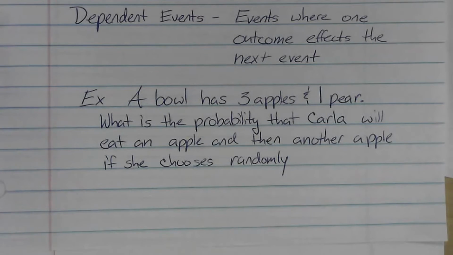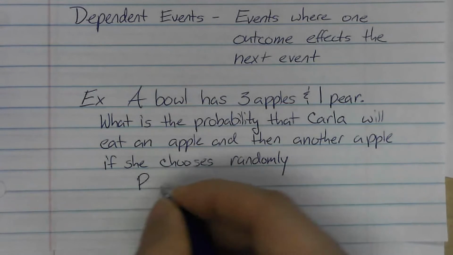Next, let's take a look at dependent events. Dependent events are events where one outcome affects the next event. It affects the probability. The easiest way to show you this is with an example. Let's say that we have a bowl of fruit. It's got 3 apples and 1 pear. And I want to know, what's the probability that Carla will eat an apple and then another apple if she's choosing the fruit randomly? Imagine she's either blindfolded or not looking. She just reaches into the bowl, grabs something and eats it, then reaches in, grabs another thing, and eats it. What's the probability that she will eat an apple and then another apple?